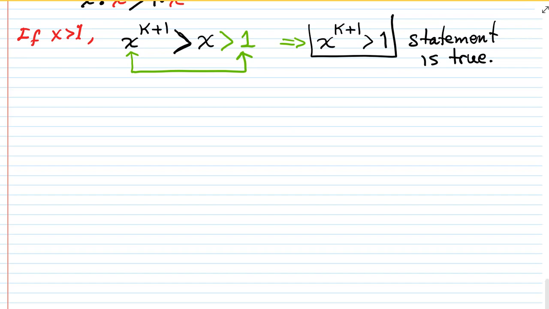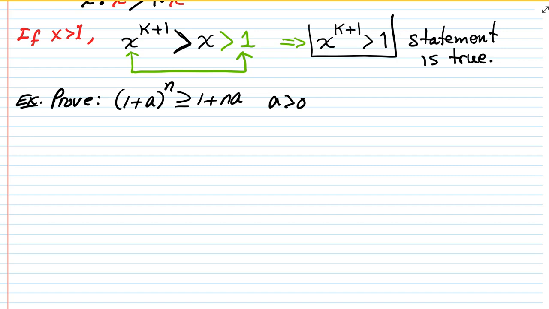For this next example, we want to prove that 1 plus a to the nth power is greater than or equal to 1 plus na, when a is positive. Okay, so let's begin with our first statement, when n is 1. So when n is 1, I have 1 plus a to the first power, which is 1 plus a. Is that greater than or equal to 1 plus 1 times a? I'm working the right side.